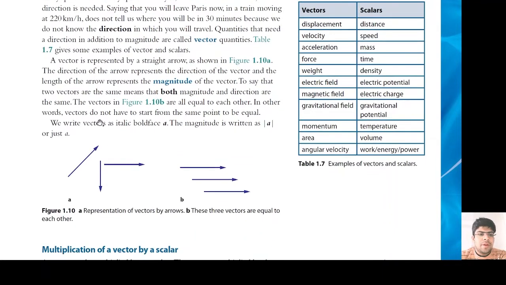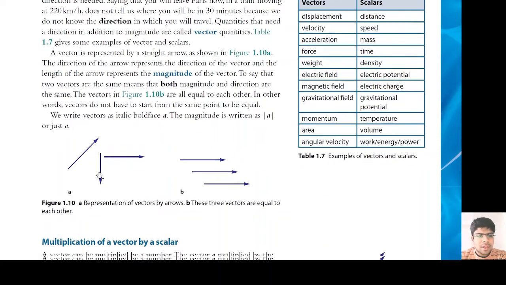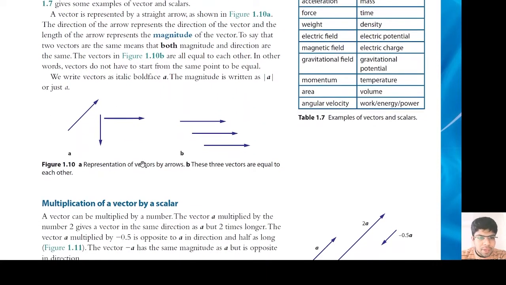So we write vectors as italic boldface a, like this variable a, and the magnitude is written like this, in between the bars. This is the mod a, or just we can say a. Representation of vectors by arrows is this one, and these three vectors are equal to each other. Their direction is also equal and magnitude is also equal.